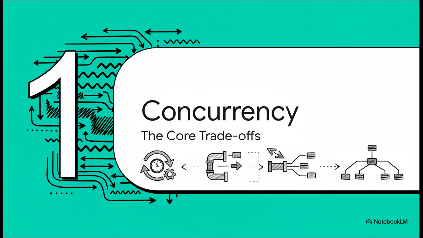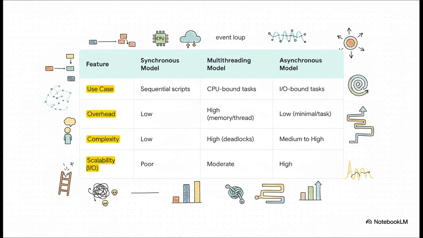Before we get into the nuts and bolts of how async works, we really need to understand why it even exists. And that conversation has to start with the different ways we can handle concurrency. This table lays out the core trade-offs perfectly. You've got your simple, synchronous model, easy to write, but it just doesn't scale for I/O. Then there's multithreading. It's fantastic for heavy CPU work, but it costs a lot in memory for each thread, and suddenly you're dealing with headaches like deadlocks and race conditions.